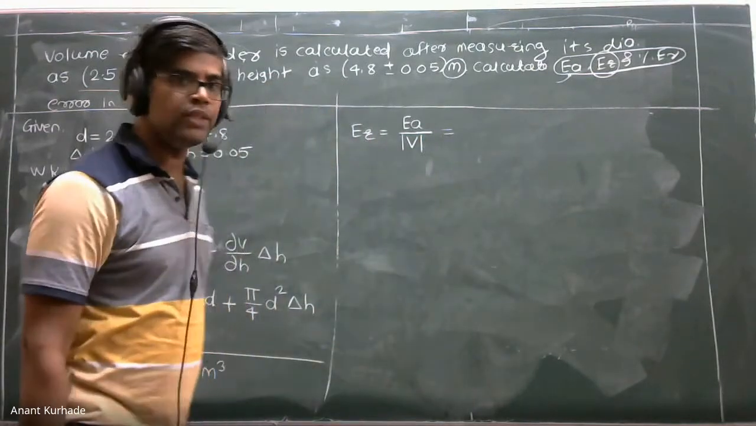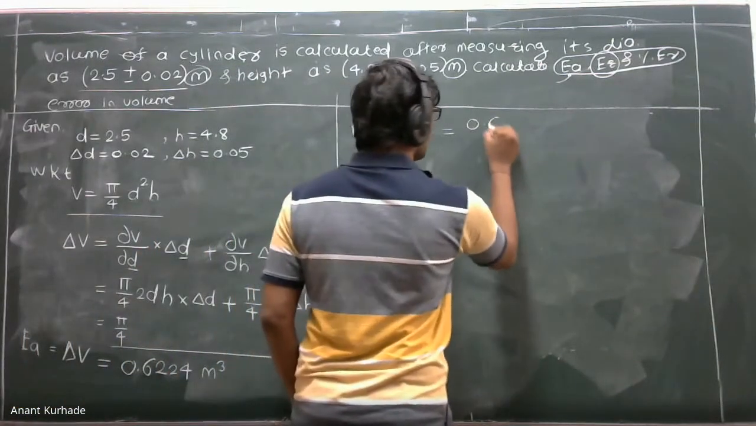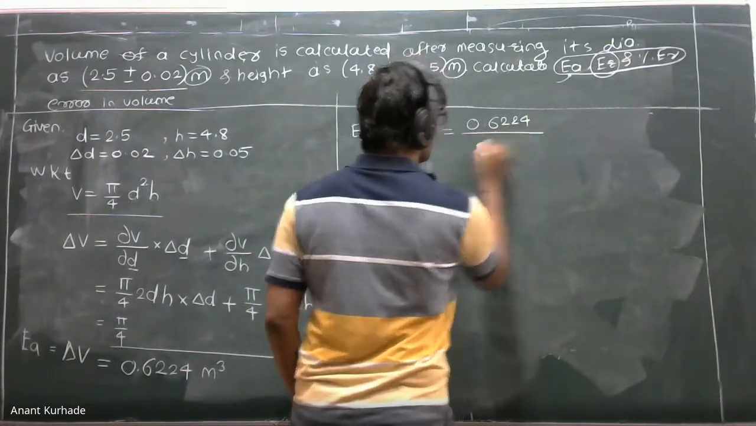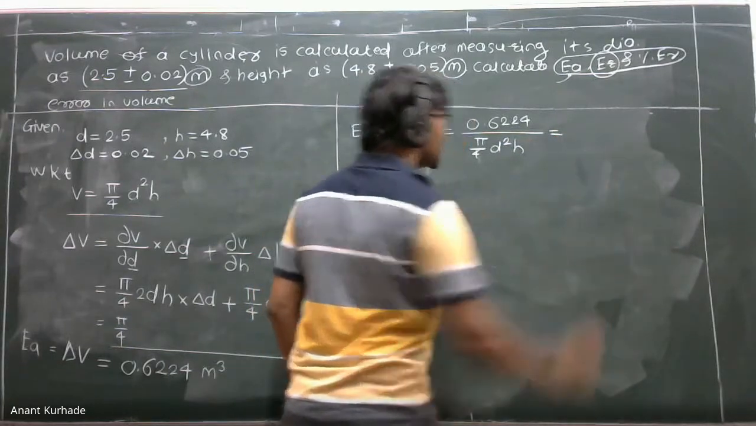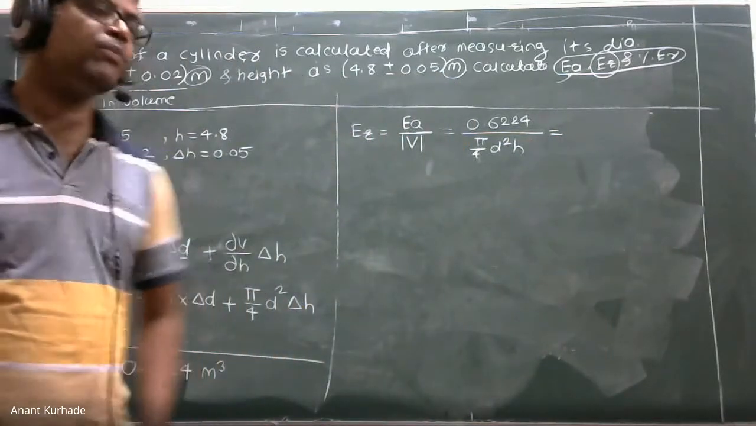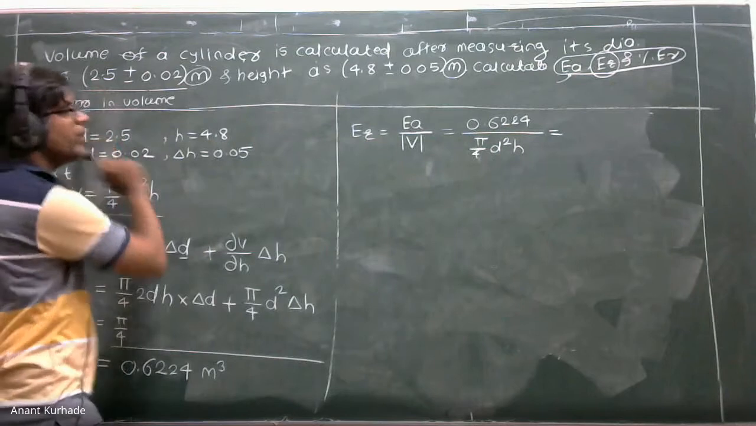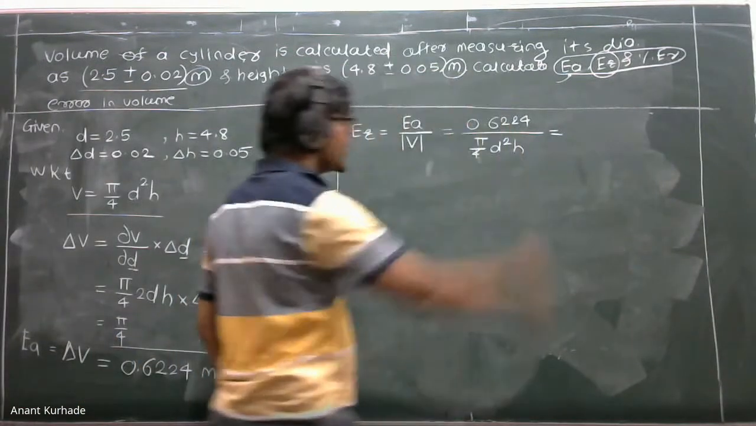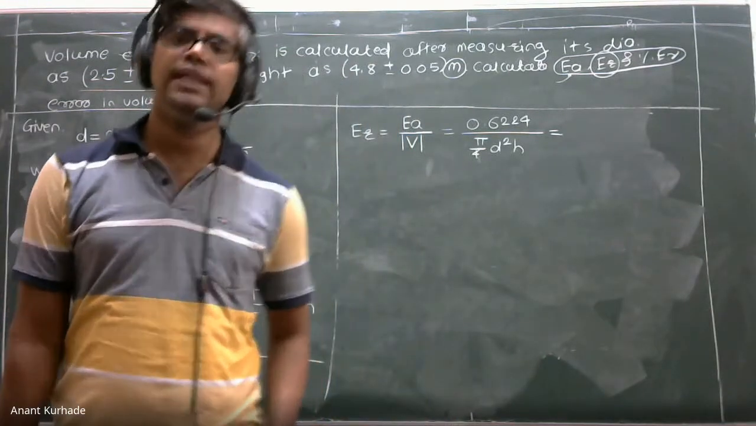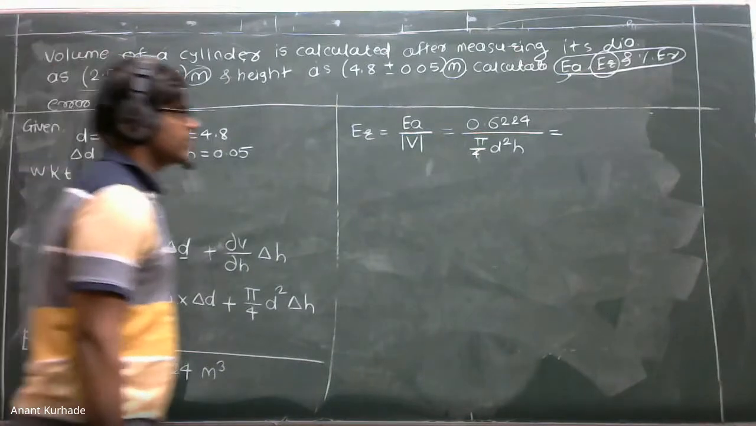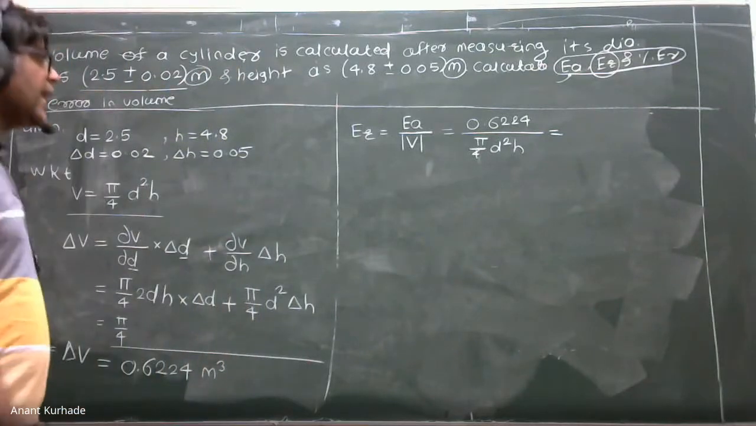We don't know it, but we have the formula pi by 4 d square into h. So you can write 0.6224 divided by pi by 4 d square h. Put the values and tell me the answer. Here d is 2.5 and h is 4.8. Now tell me its answer, and also tell me the unit of relative error. You must be quick and accurate.